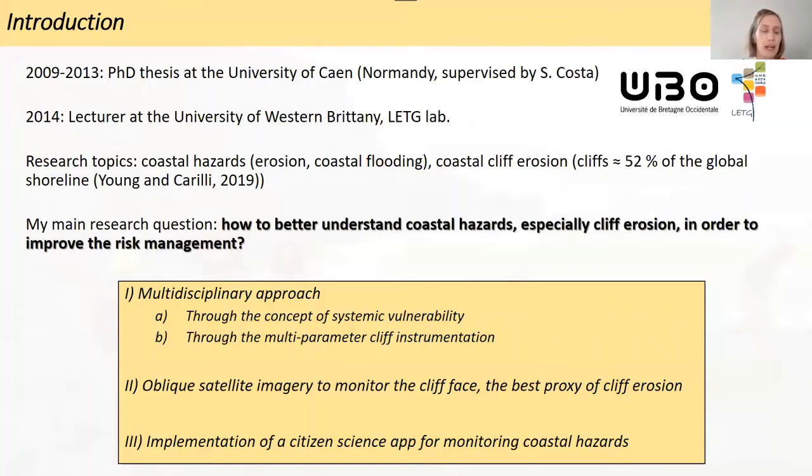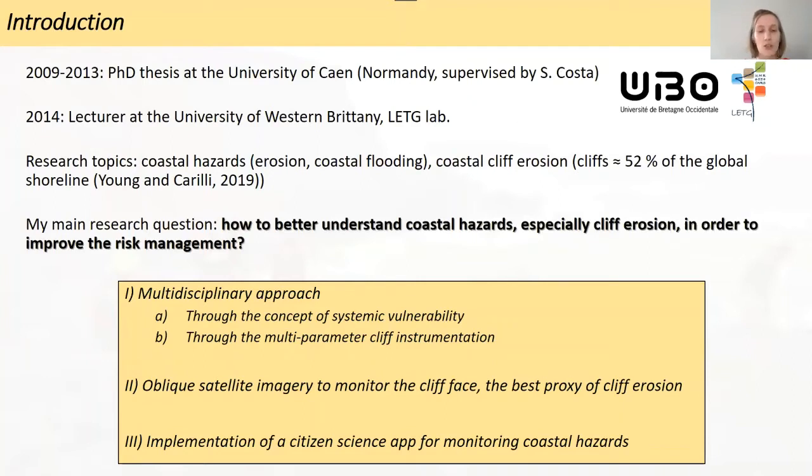I completed my PhD thesis in coastal geomorphology in 2013. I was hired as a lecturer in 2014 in the LETG lab, which means Coast, Environment, Remote Sensing and Geomatics. I work on coastal hazard, erosion, coastal flooding, and especially the erosion of the coastal cliffs, which have long been neglected in research, whereas cliffs exist on roughly 52% of the global shoreline.